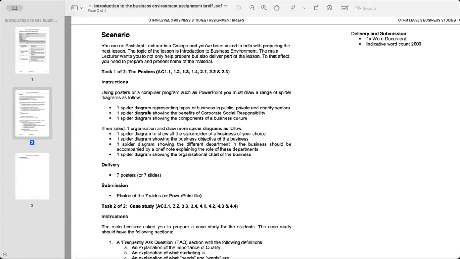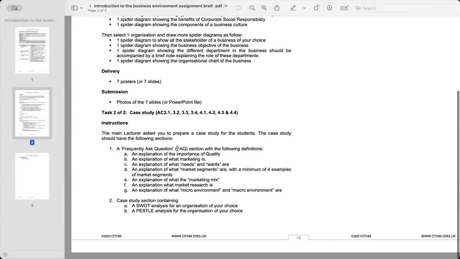Right. Now, the second one, if you look here, is the case study, task two. You need to revisit sessions 1, 3, and 4. The main lecturer asked you to prepare a case study for the students. The case study should have the following sections. Explanation of the importance of quality, which we discussed yesterday. What marketing is, what needs and wants are, market segments, marketing mix.